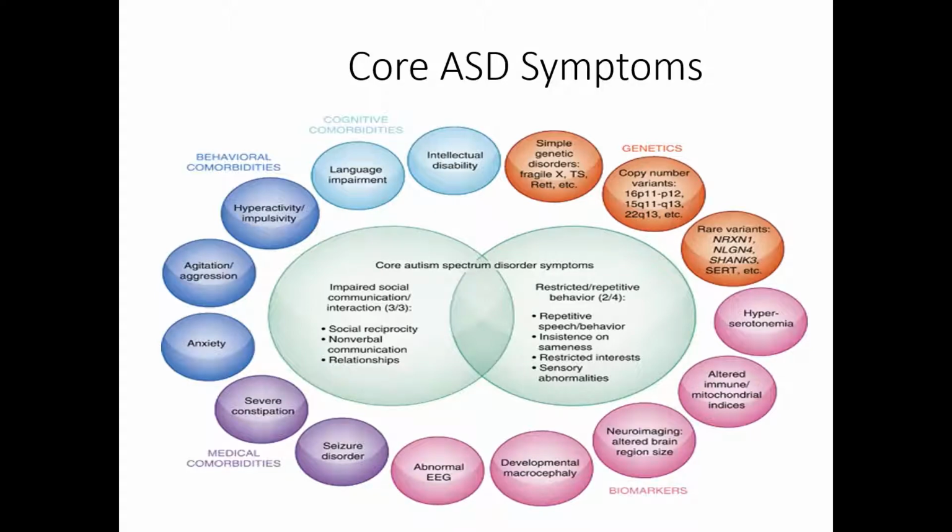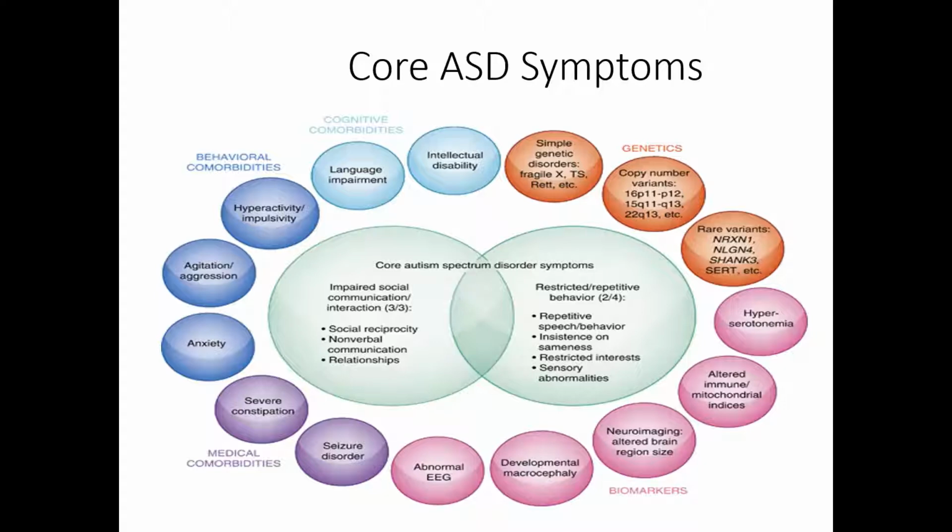And then under the restricted and repetitive behaviors, an individual would have to meet 2 out of 4 of the following. So they would have to have challenges in 2 of these areas: repetitive speech or repetitive behaviors, an insistence on sameness, restricted interests, and sensory abnormalities. So if an individual has 3 of the social communication interaction challenges and then 2 out of the 4 behavioral challenges, they would then meet the criteria for an autism spectrum disorder diagnosis. And I'll go into more detail on what that assessment looks like and what these different characteristics show up like for individuals with autism.